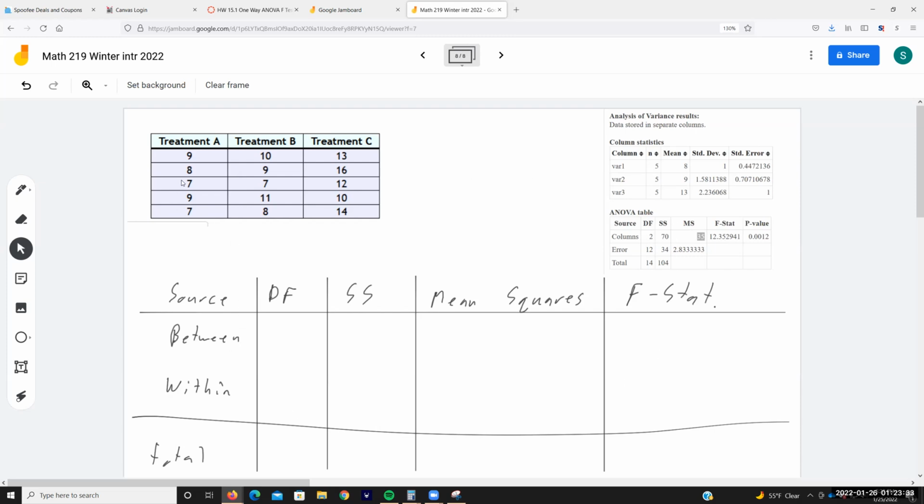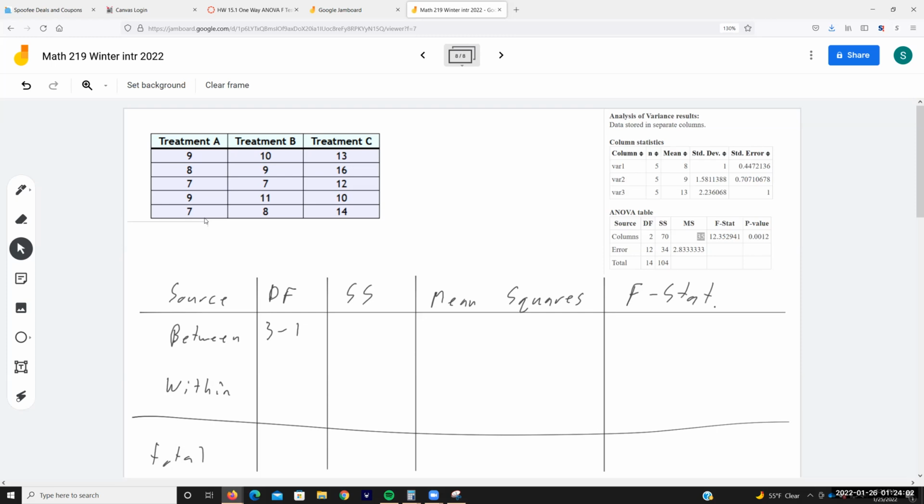So what you're doing with analysis of variance, we have degrees of freedom. Degrees of freedom between and within. What we're doing is how many different groups do we have? 3. So the degrees of freedom here is going to be 3 minus 1. We're going to subtract 1. What we're doing is we're comparing treatment A, treatment B, and treatment C. So that's what we're doing with the between.